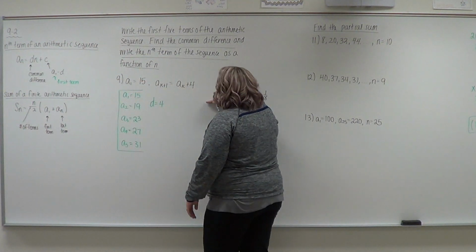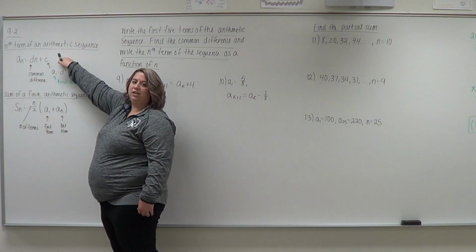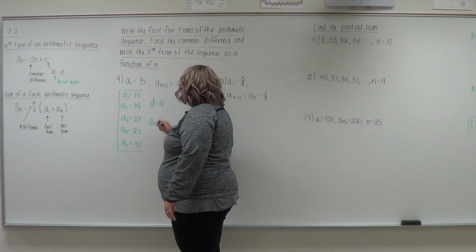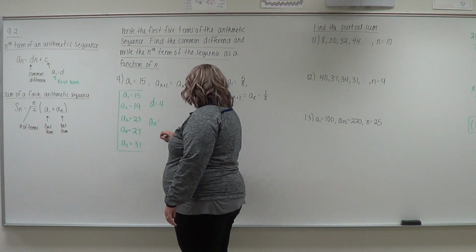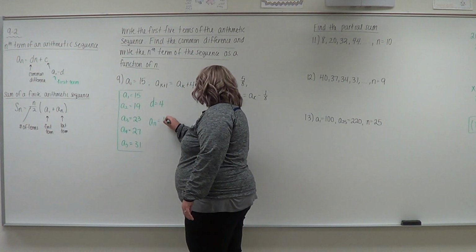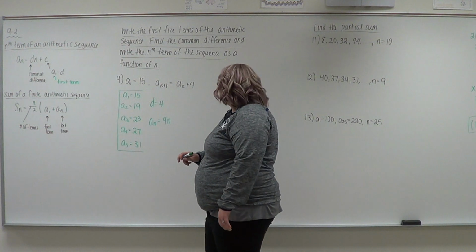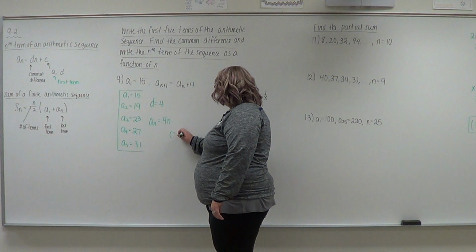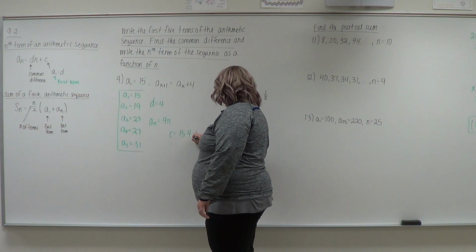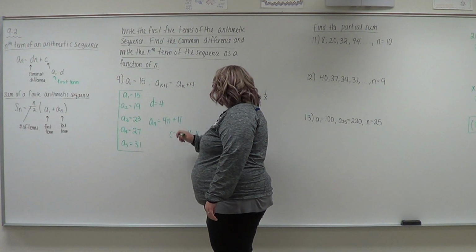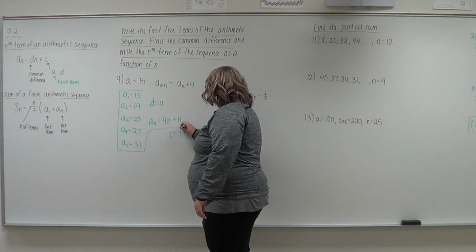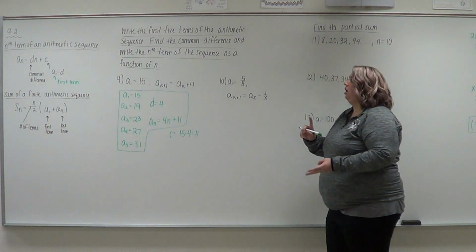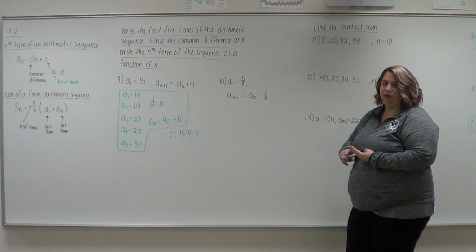We were given the recursive formula, but now we want to write it as a function of n. So this would be a sub n equals, okay, I need dn, so my d is 4, so 4n. Then I need to find c. Well, c is equal to a1 minus d, so 15 minus 4, which is 11. So my equation would be 4n plus 11. All of that is your answer. So you have the first 5 terms, common difference, and then we wrote an equation.